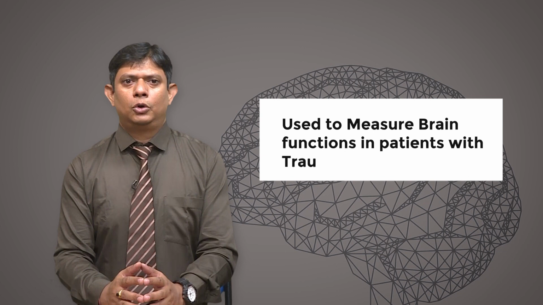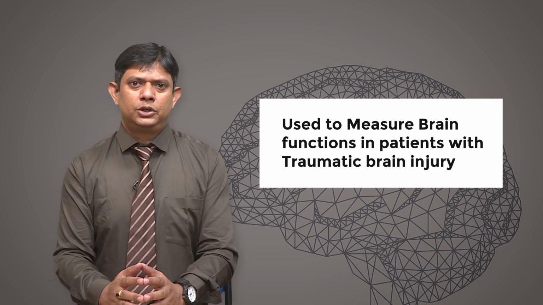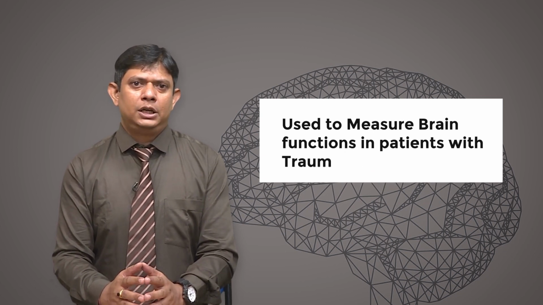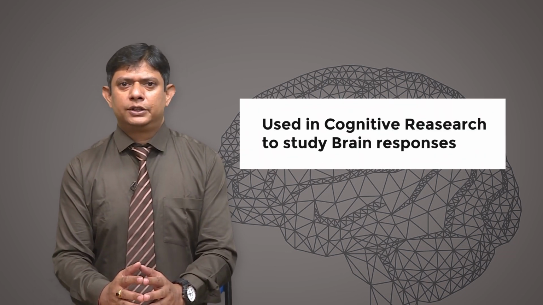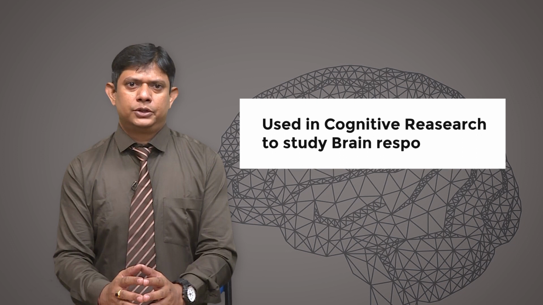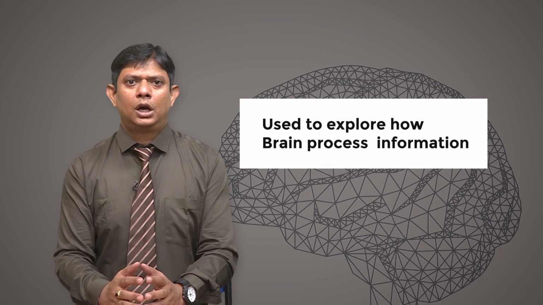EEG is used to monitor brain function in patients with traumatic brain injury. EEG is widely employed in cognitive research to study brain responses to various stimuli, tasks and cognitive processes. It provides insight into how the brain processes information, attention, memory, decision making and emotional reactions.